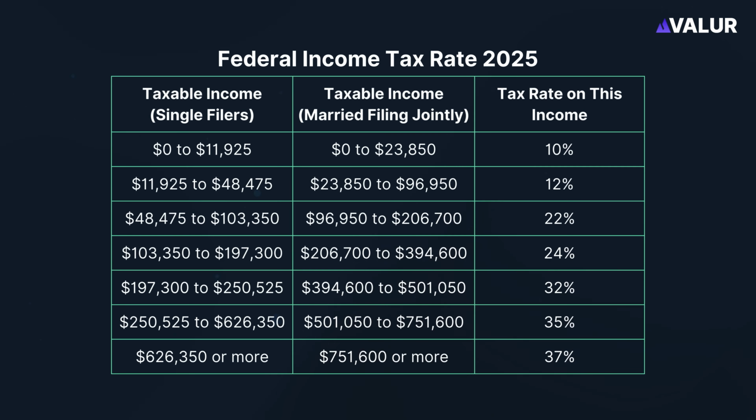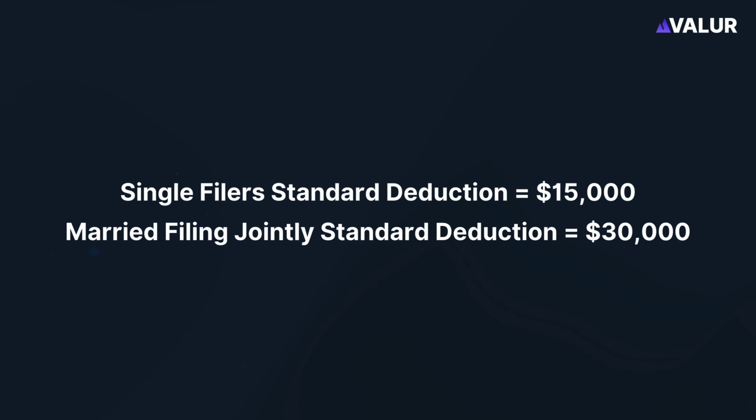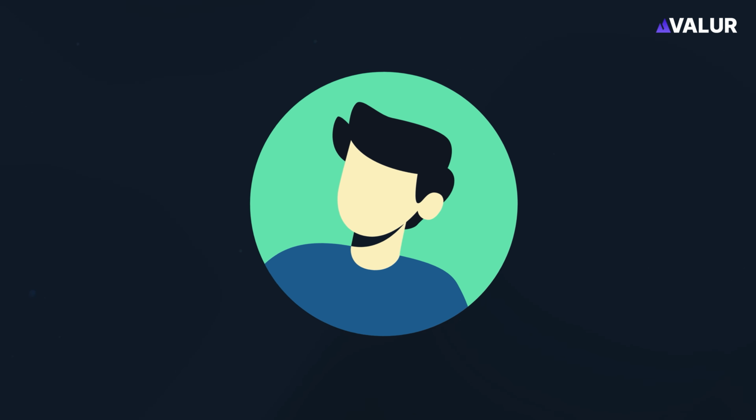In 2025, the federal income tax rate ranges from 10% to 37%. These tax rates are progressive, which means the rate of taxation increases as taxable income increases. Moreover, federal income taxes come with a standard deduction. For single filers, it is $15,000, and for married filing jointly, it is $30,000. Let's understand this with the help of an example.